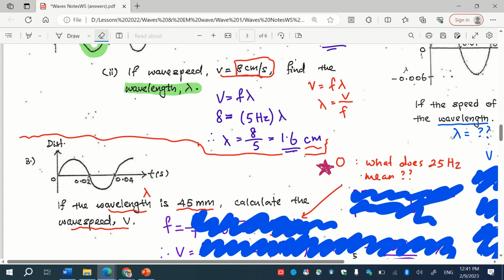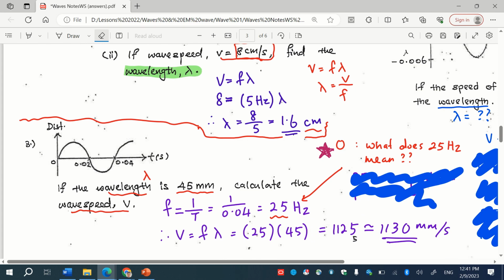You can pause here and check my answer. Okay, so f equals 1 over T. You can see from the graph the T is 0.04. That's where you get 25 hertz. From 25 hertz, then you use v equals f lambda, you would be able to find 1130 mm per second. Why? Because your wavelength is measured in mm. Must I change it to meter or not? You don't need to change unless the question says so.